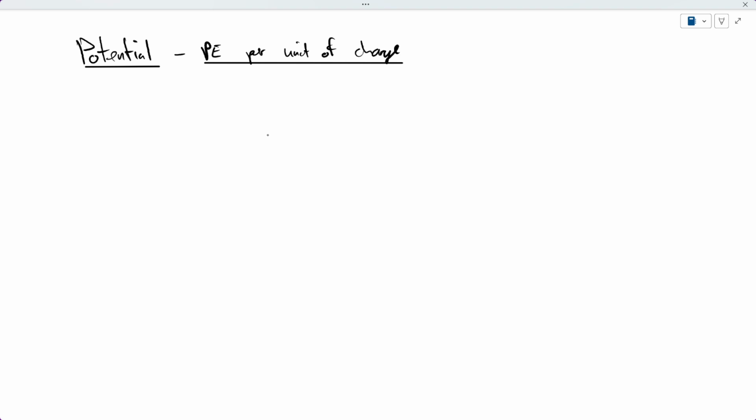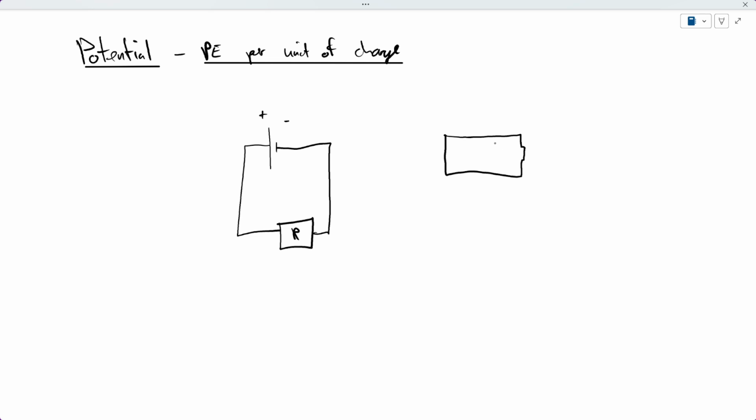If I build a simple circuit, I've got this type of setup. I've got a cell with a positive side and a negative side, and I've got a resistor. How does the cell make this positive side and negative side? Well, basically inside a cell, and this is a very simplified version of what happens inside a cell.